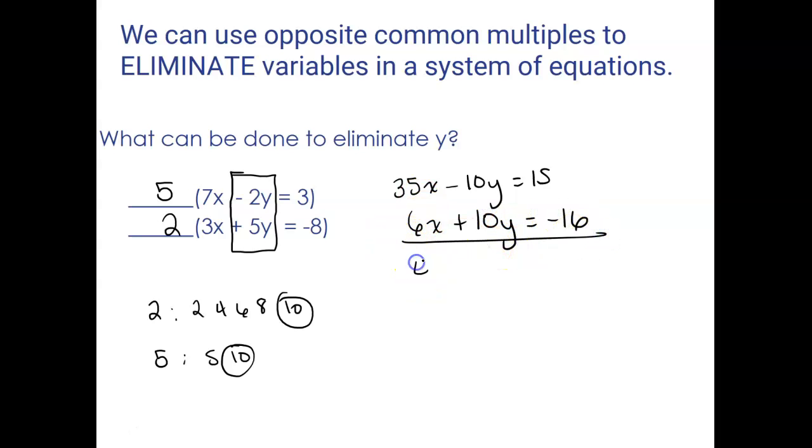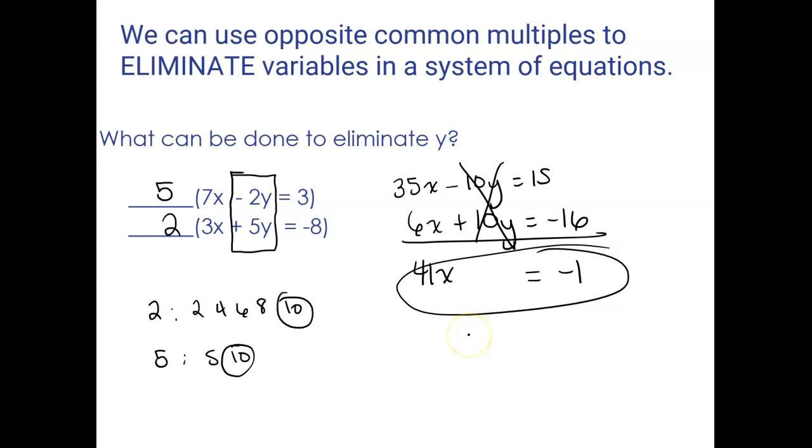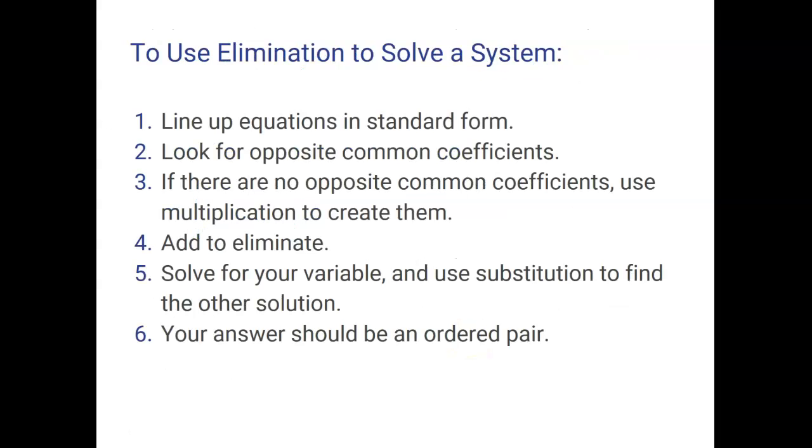If I add these together, I get 41x. The negative 10y and the positive 10y cancel out because that makes 0, and 15 and negative 16 makes negative 1. This is now an equation I can solve because it just has one variable.